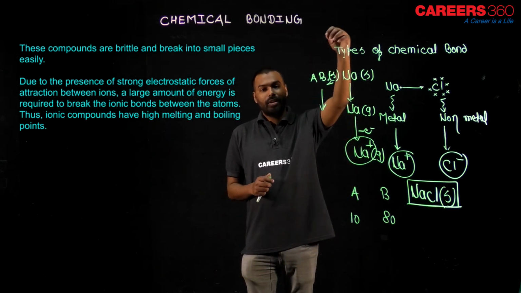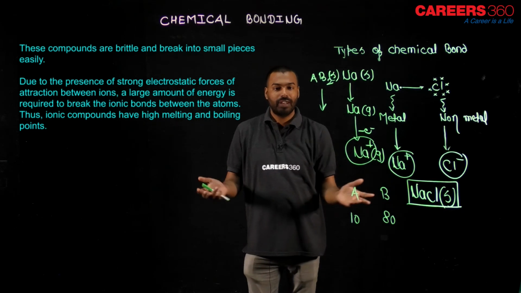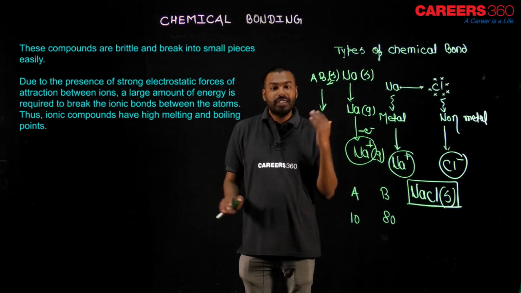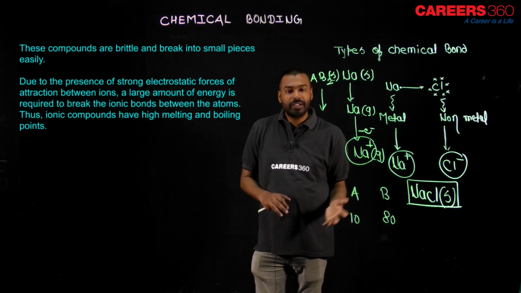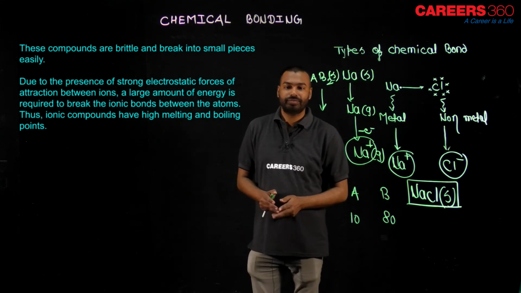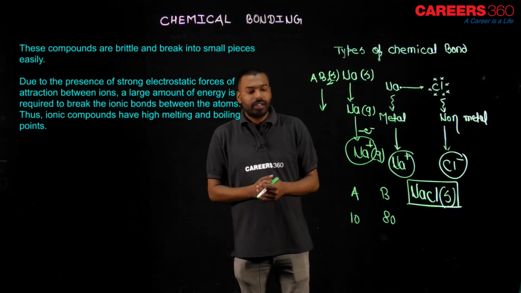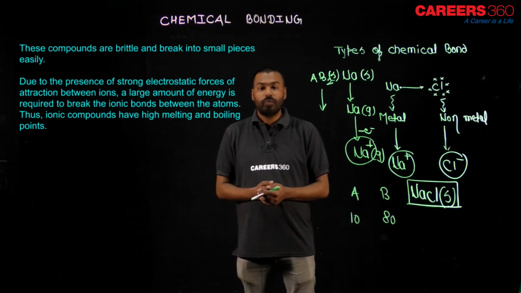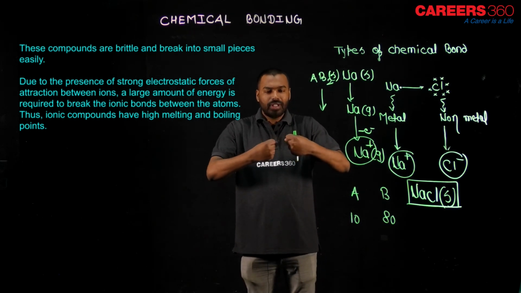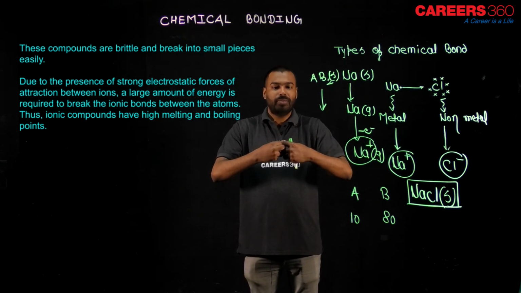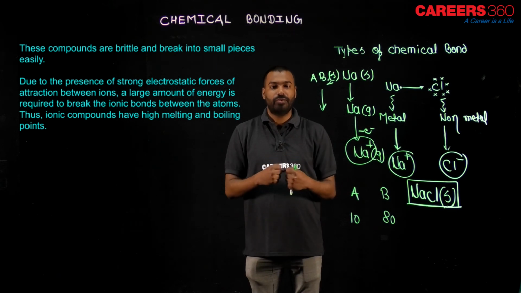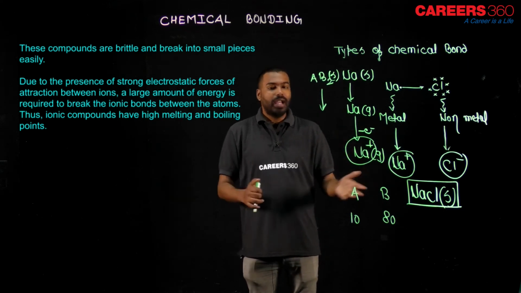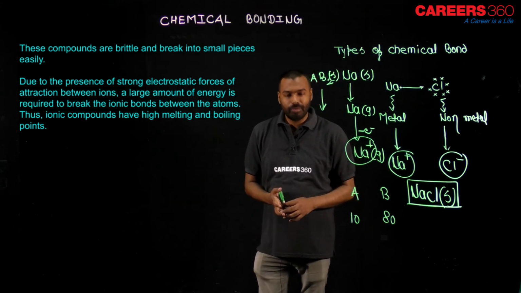You drop your mobile from the 3rd floor to the ground floor, what will happen? Your tempered glass or your screen will break. That nature is brittle nature. Ionic compounds show that type of brittle nature. It is very difficult to break the bonding between sodium and chlorine, because there is a huge electrostatic force of attraction between them. Very strong attraction force is there. To break that bond, a high amount of energy is required. That is why ionic compounds have high melting and boiling points.